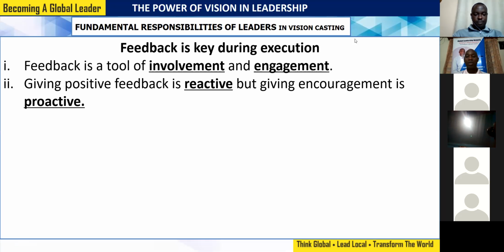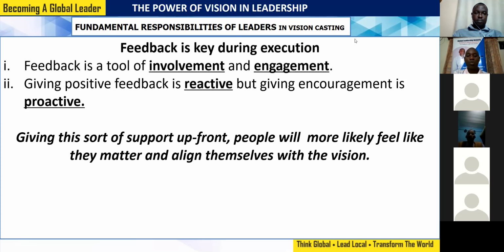This is a tool. So when aspects or issues of ownership need to be reinforced, then you use this feedback tool. It's a tool that makes people feel they are involved, and also it gives them that ownership in the entire process. Involvement and engagement. Giving positive feedback is reactive, but giving encouragement is proactive.